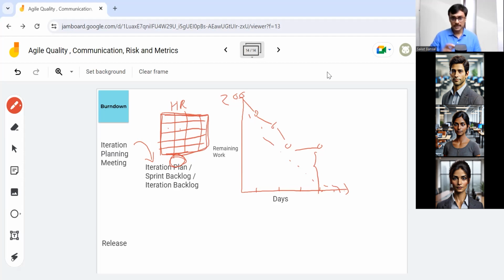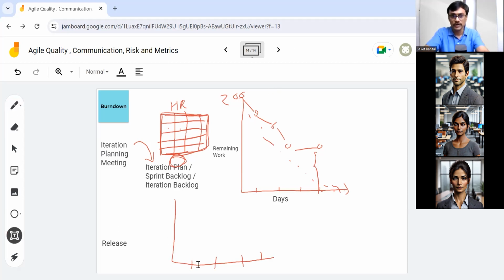The same concept can be extended to release. So release is a collection of iterations. So timelines will become iterations now. There are no more days. We are moving from one iteration to another iteration. And the size usually becomes in the format of story points.